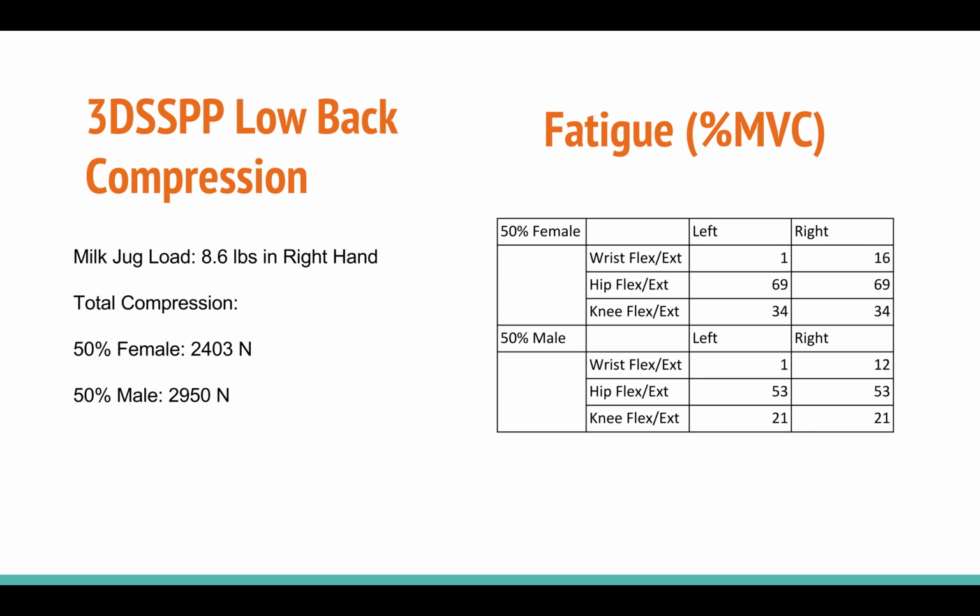We did a 3D SSPP on the low back compression. The milk jug is roughly 8.6 pounds and is being held in the right hand, and the total compression for the 50th percentile female is 2,403 newtons, and the 50th percentile male is 2,950 newtons. On the right, you can see a fatigue analysis on the percent of MVC. We did the right wrist, the left wrist, the hips, and the knees, and as you can see, the right wrist has higher fatigue because of holding the milk jug.